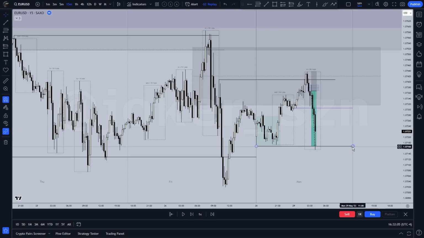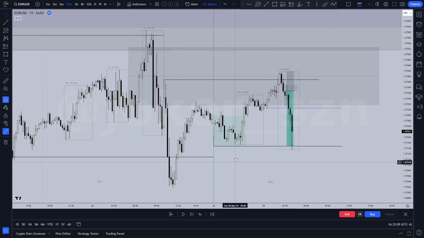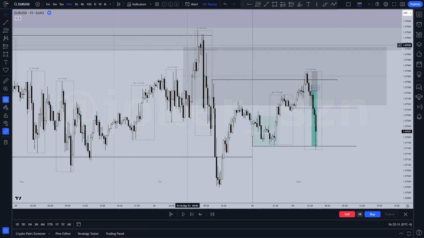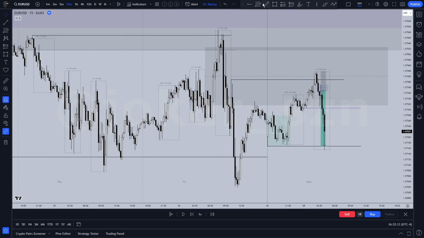And potentially we could also leave some runners here for those lows, but because this is a strong low, right, because we have taken first day's low, this is not going to be an easy draw on liquidity. We might see some consolidation here because we also have a balanced price range right here, right?